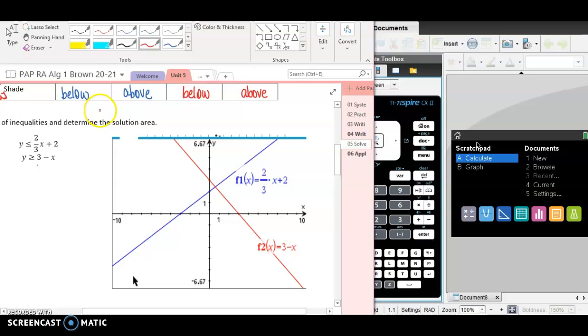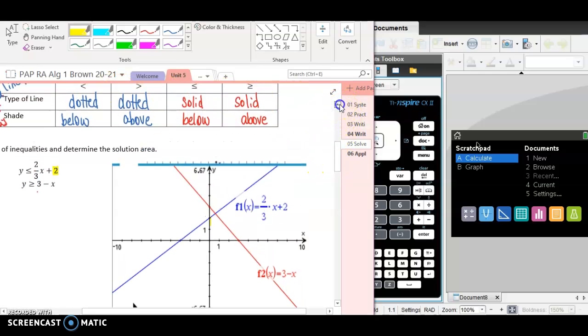So we have to figure out which way we have to shade. So if it is less than or equal to 2/3 x plus 2, I have to start at my y-intercept, which is at 2. I'm going to start here at 2, and this is less than. So since it is less than or equal to, I'm going to shade below. So everything here gets shaded below from the blue line down, okay? Everything. All right, so that takes care of that inequality.